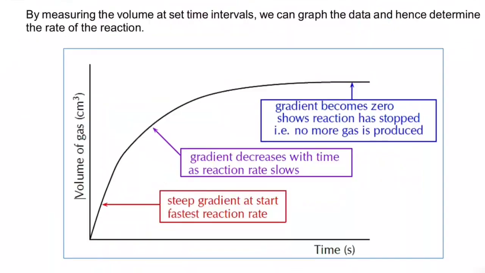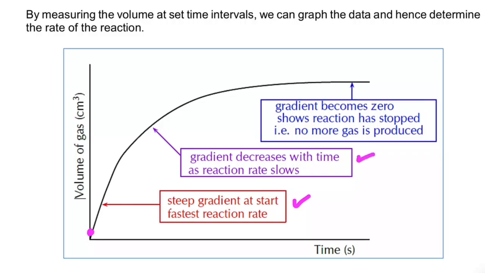This is the graph you would expect. Obviously at the start of the reaction, there are 0 cm³ of gas produced. But then as the reaction proceeds, gas is produced and it starts to fill the syringe. At the very start of the reaction, we expect a steep gradient because that's where the reaction is at its fastest. And then as the reaction proceeds, the gradient decreases.